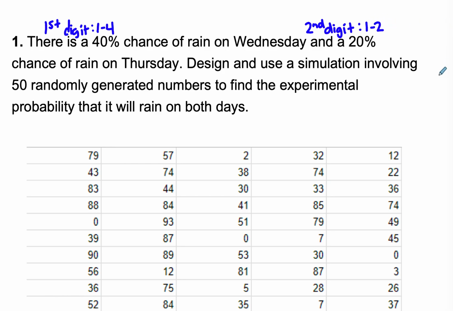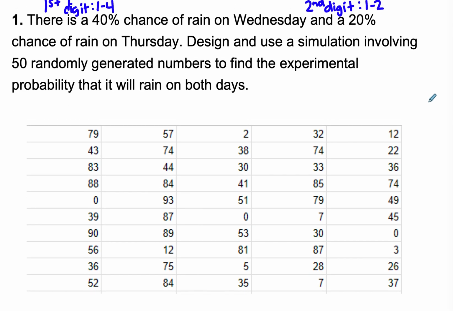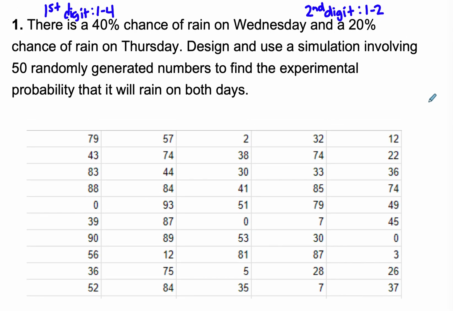Okay, you are going to use the 50 numbers selected here. You're going to go ahead and read through them. And you are going to write down when you see ones that work. And then once you're done, you're going to find the experimental probability. Go ahead and pause the video and try that on your own.